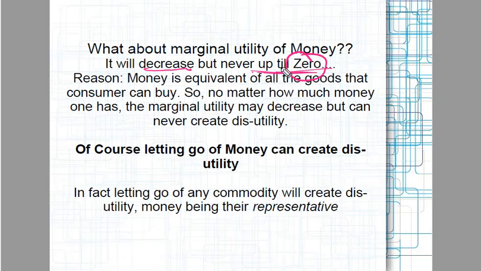The reason it will never go to zero is because you can always buy other goods and services with money. So it does not matter how much money you have, and this is very true if you look at the practical world, people with a lot of money, it's not that they don't value money after having all that money. In fact, they are constantly working towards earning more and more money. So there is no upper limit or ceiling to how much money is enough.